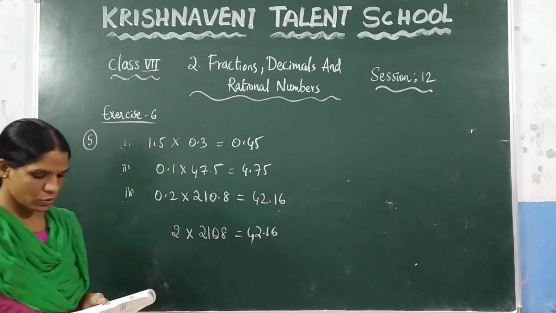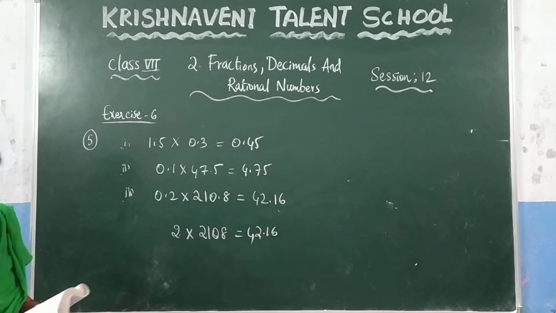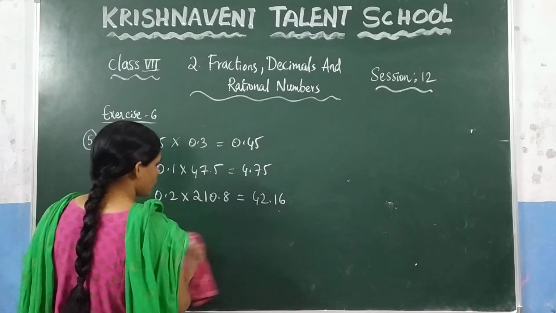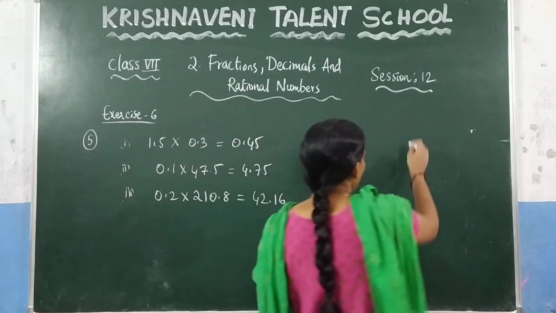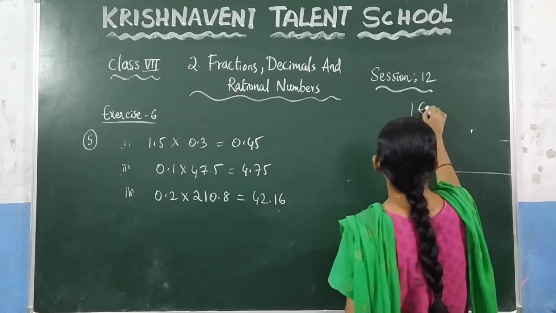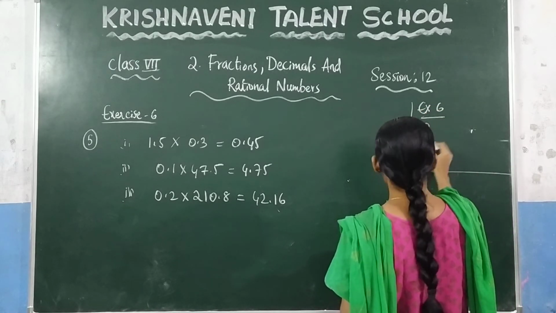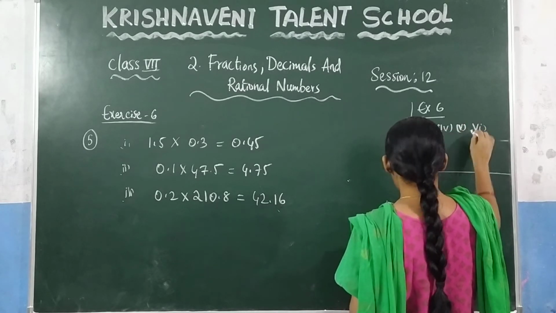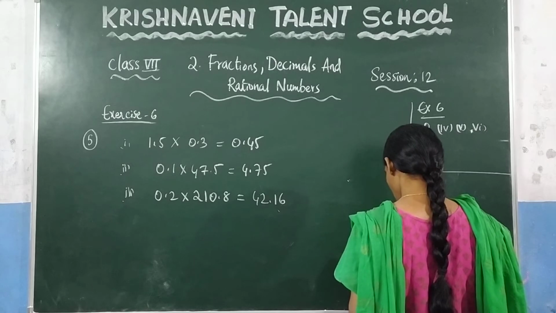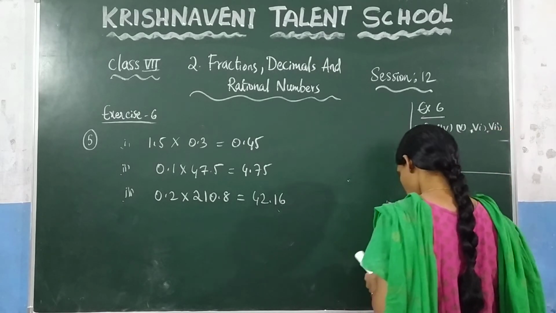42.16. Like this you need to solve here. The fourth question, fifth question and sixth question, this you can do as homework. So here see the next question. So what is the homework? In Exercise 6, in the fifth question you can do the fourth one, fifth one and the sixth one, and after that the seventh one also you can do, and see the eighth one.